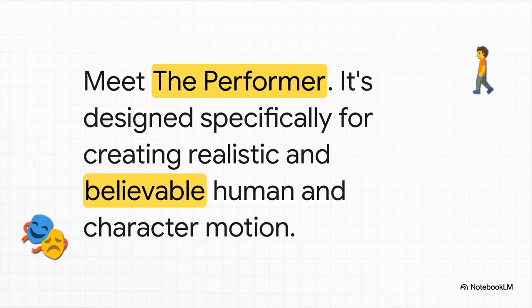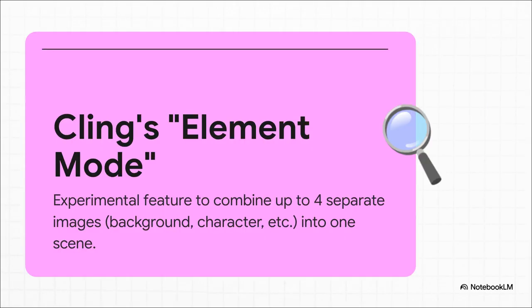Okay, but what if you don't want stylized art? What if you need something human? Something grounded? Well, that's where our third contender, Kling, steps into the ring. I call this one the performer because it's built for creating believable, realistic human motion. Now, Kling has this super interesting feature, but I gotta say, it's still a bit experimental.